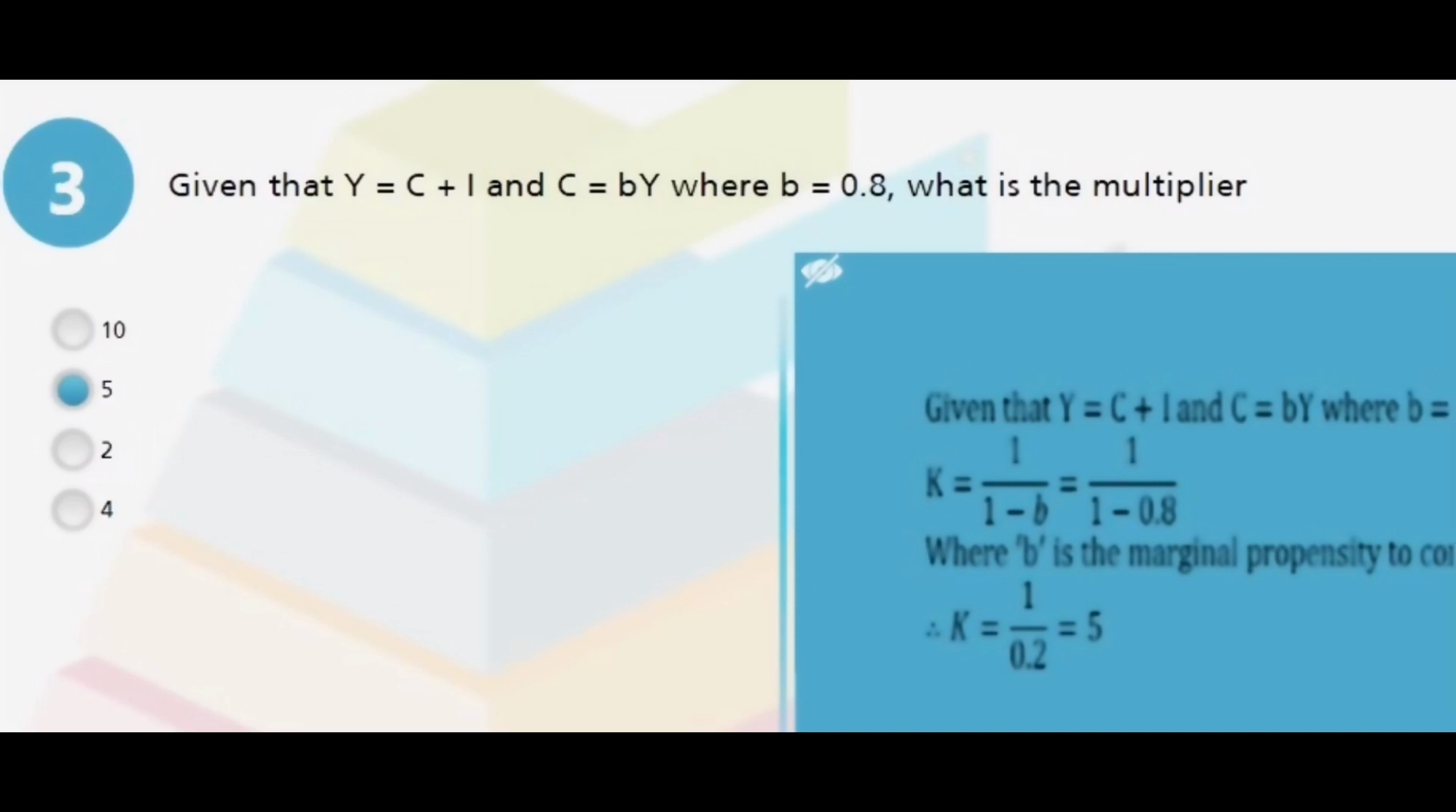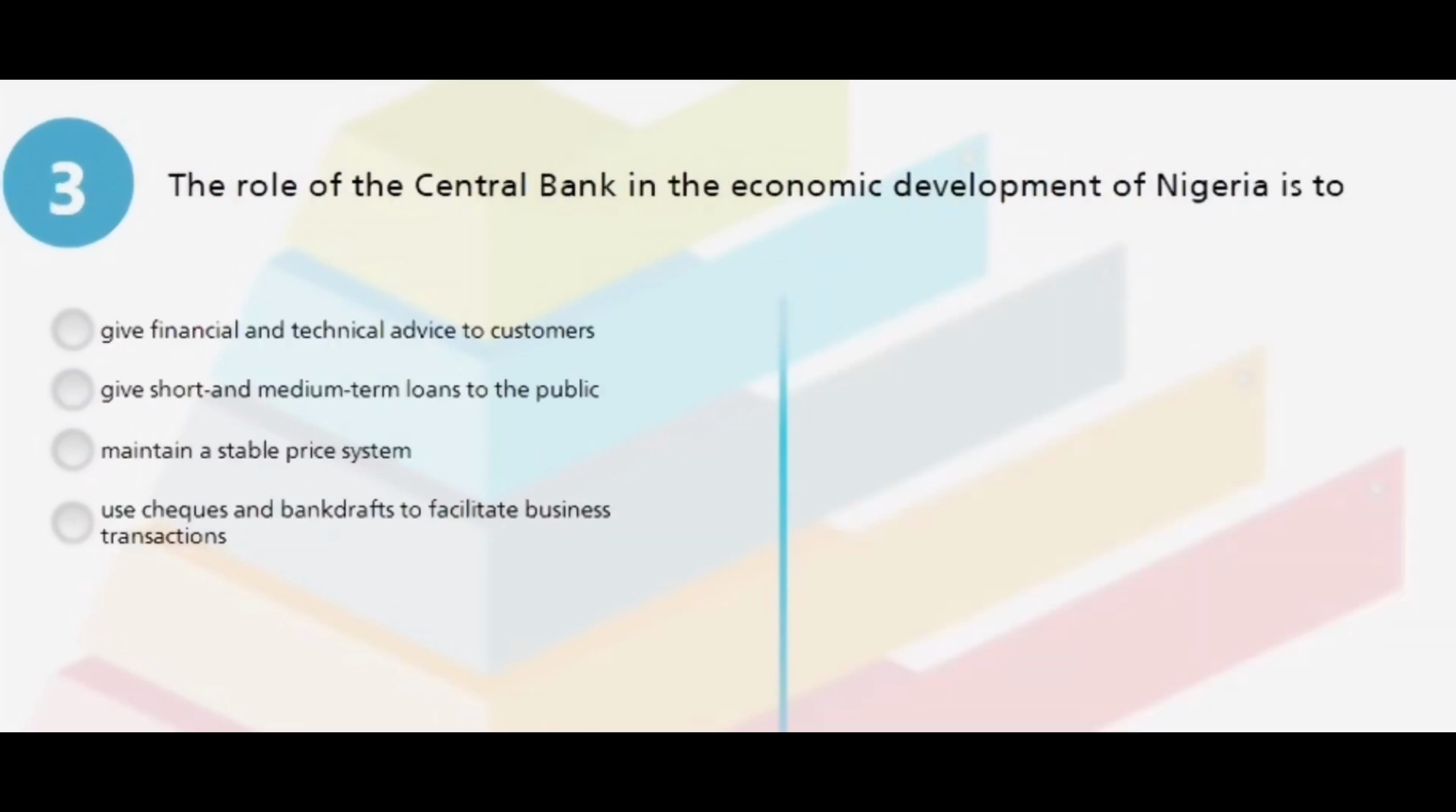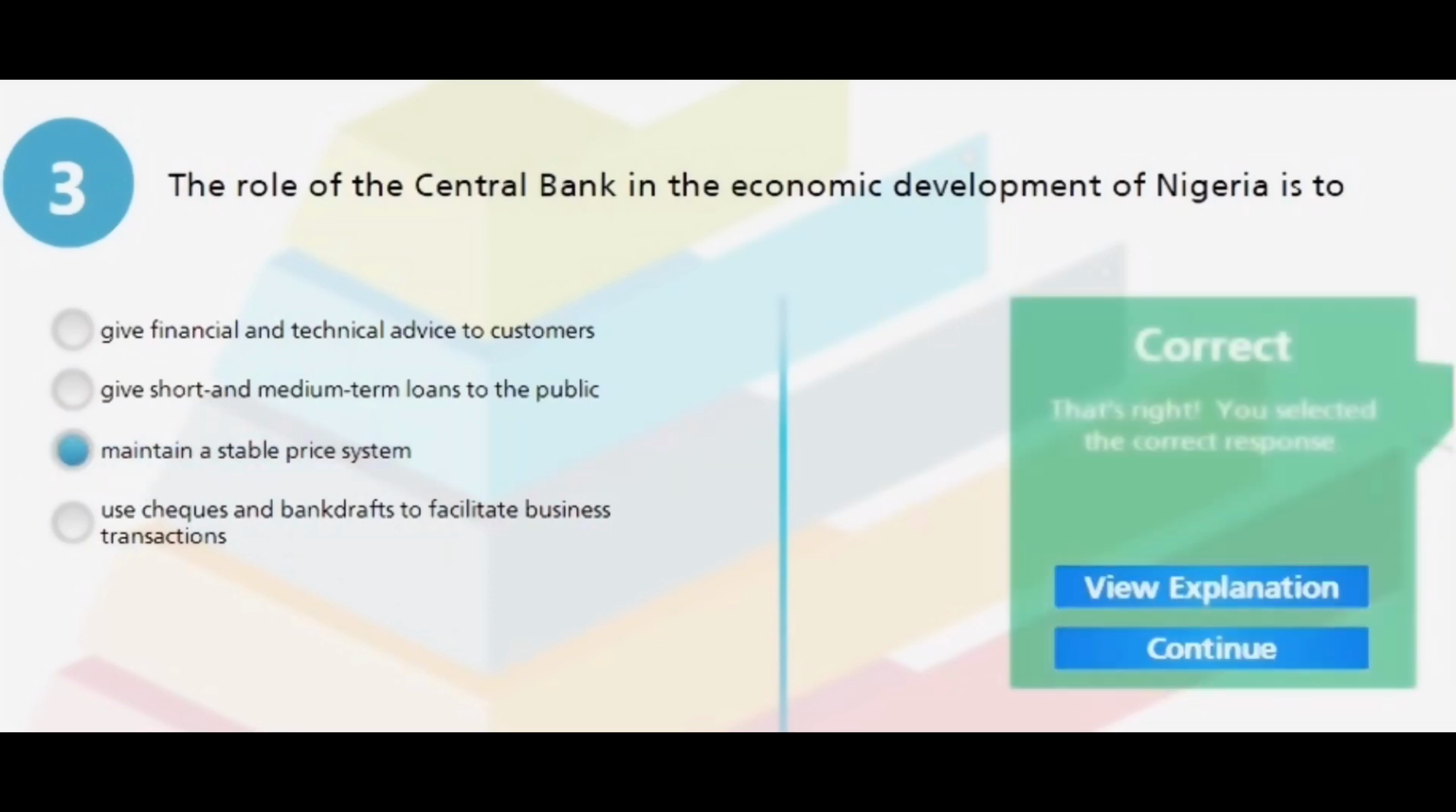Okay, question 3. The role of the central bank in the economic development of Nigeria is to what? A. Give financial and technical advice to customers. B. Give short and medium-term loans to the public. C. Maintain a stable price system. D. Use checks and bank drafts to facilitate business transactions. Well, the Central Bank of Nigeria maintains, should I say, the right answer here should be a stable price system. Yes, that's what they do.